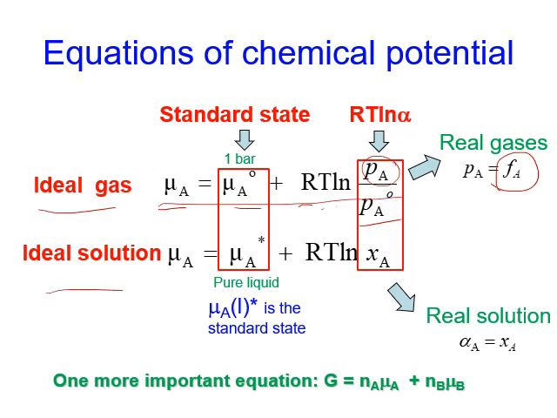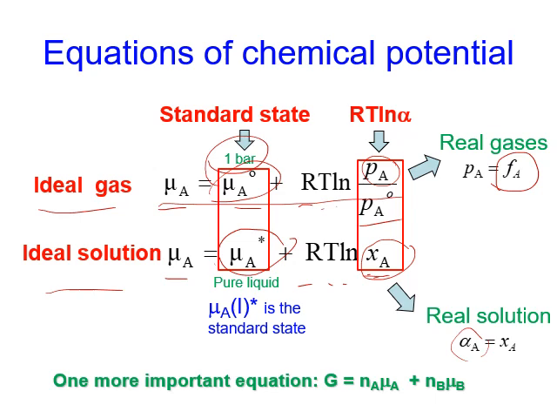Now, for an ideal solution, the chemical potential of A equals the pure A, liquid A chemical potential, plus RT ln XA. XA is the mole fraction of A in the solution. Now, for a real solution, we should replace mole fraction by activity, which is the effective mole fraction. Note that for the gas phase, the standard state is the gas at one bar.